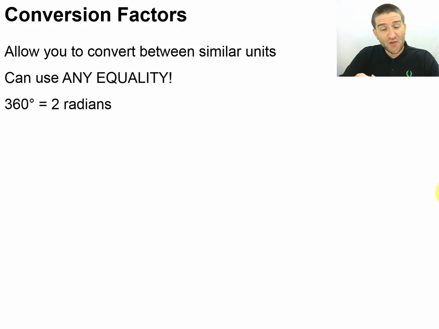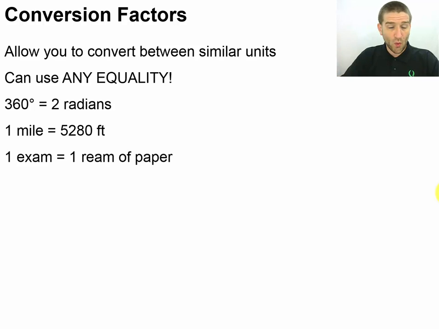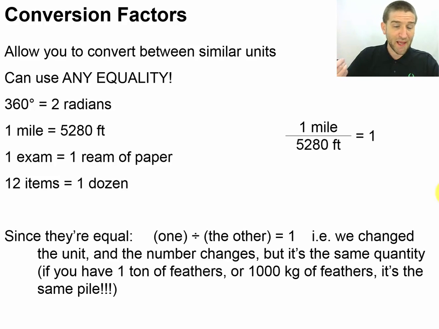and here's a few common equalities that we can bring up. There's going to be 360 degrees and 2π radians. We don't use that often in chemistry, but it's important to point at. 1 mile is 5,280 feet. 1 exam is 1 ream of paper long. 12 items will be a dozen. And all of those are true except probably the exam being 1 ream of paper long.